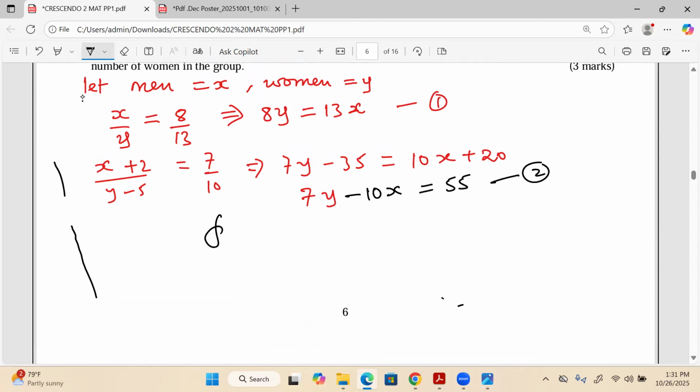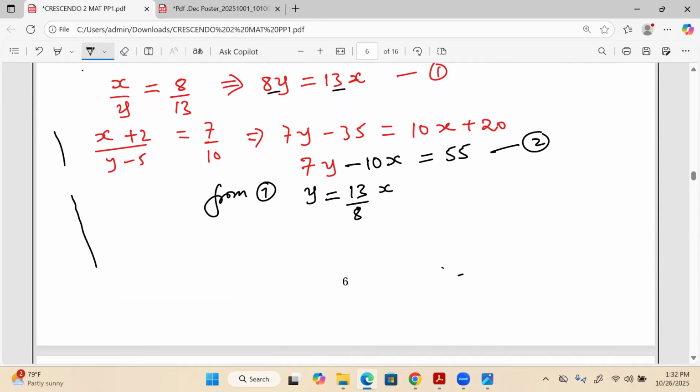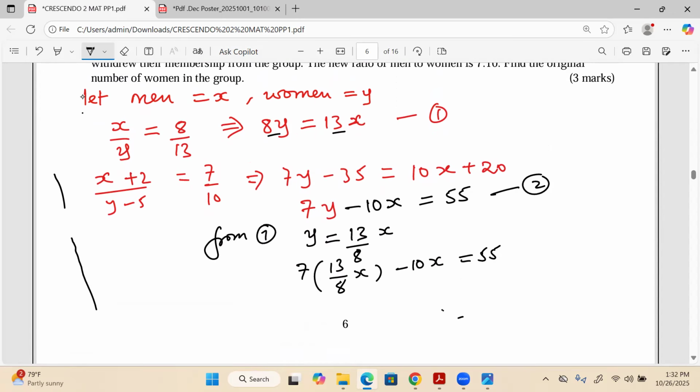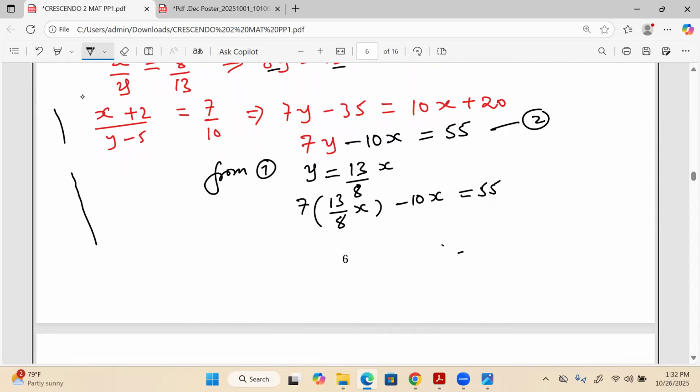The value of y from equation 1 can be equal to 13 out of 8 the value of x, because I have to divide through by 8. So I can rewrite equation 2: 7 instead of y, 13/8 x, minus 10x equals 55. At this point now, I can talk about 7 times 13 out of 8, then minus 10. Let me work it out actually at the same time. So 1.375x equals 55. The value of x shall be 55 out of 1.375. This becomes exactly 40. So x equals 40.